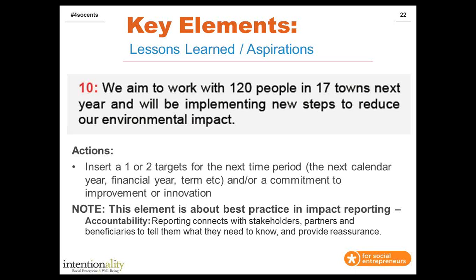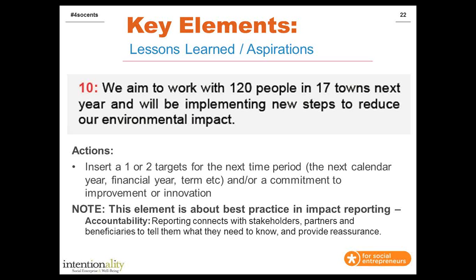impact. And there they're just setting out some of the aspirations, so that if we were a funder of Awesome Enterprise perhaps, or a donor or a partner organisation, we could come back to them in 6 or 12 months' time and say, well, how's it going? Are you on your way to working with those 120 people? How about the number of towns in which you're working?